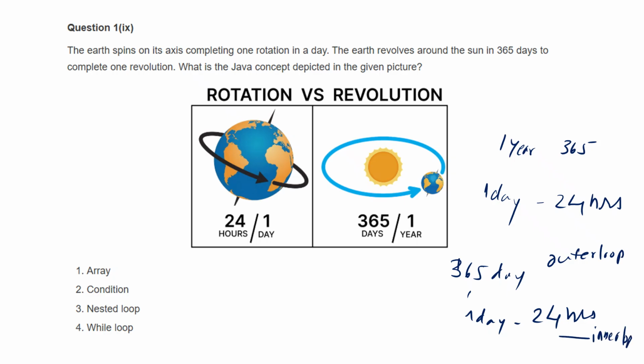So loop inside loop, the concept is called nested loop. So your answer should be 3. Hope you have understood this question. Let's move to next question.